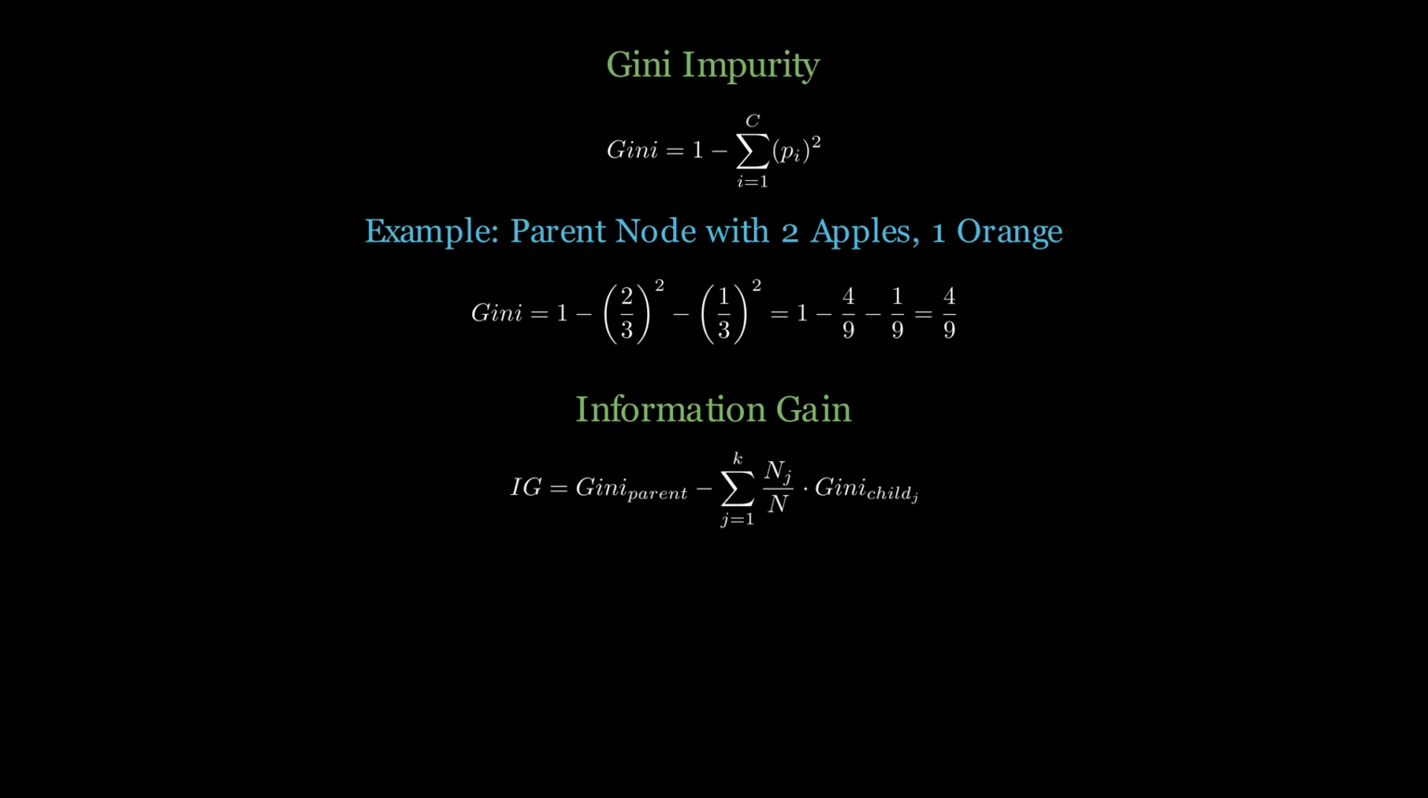Now, building a decision tree isn't just about measuring impurity. It's about reducing it. That's where information gain comes in. It tells us how much cleaner our data gets when we split it based on a feature, like weight less than or equal to 155 grams.